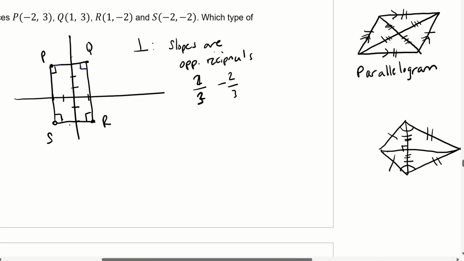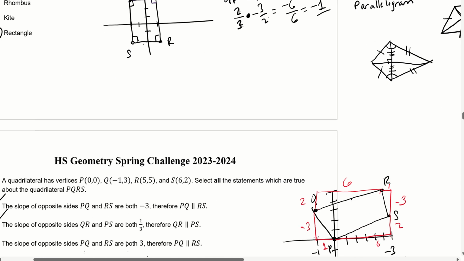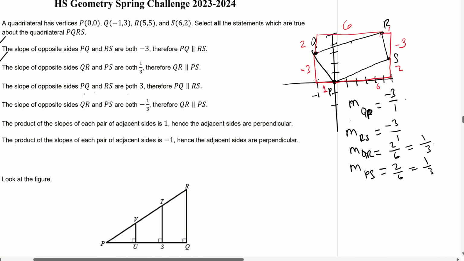If these are perpendicular, then the slopes are opposite reciprocals, meaning that if I multiply them, I would get -1. Or sorry, I had to flip this, so change that in your notes. I forgot to flip that. So you got to do 2/3 and then flip it, and then make it negative. So 2 times -3 is -6, and then 3 times 2 is 6. -6 divided by 6 is -1. So when I multiply opposite reciprocals, which are perpendicular slopes, then I get -1.